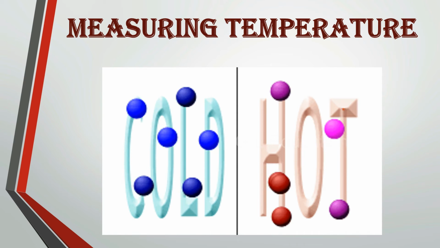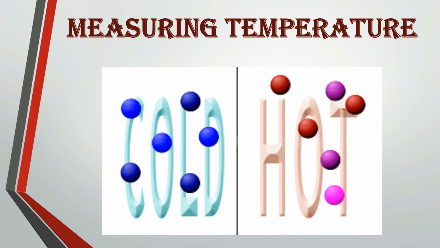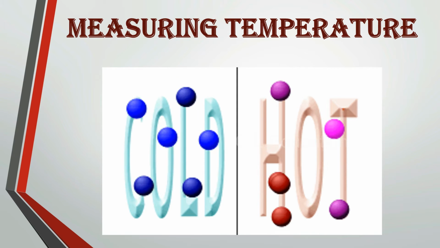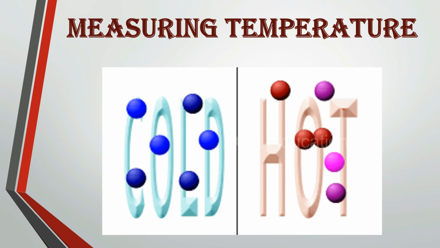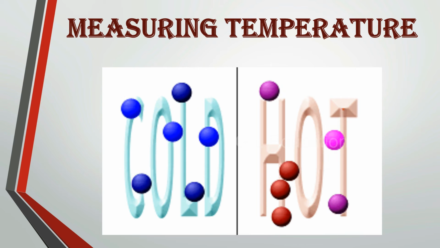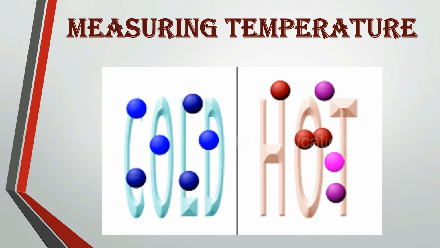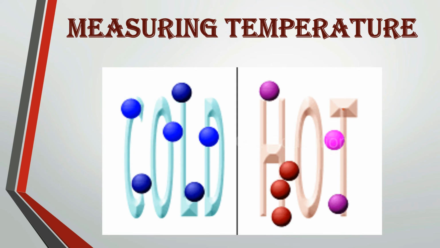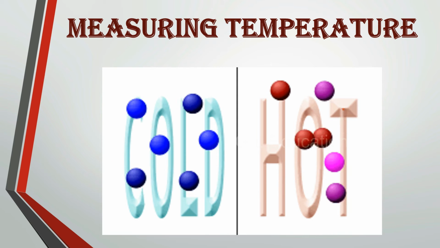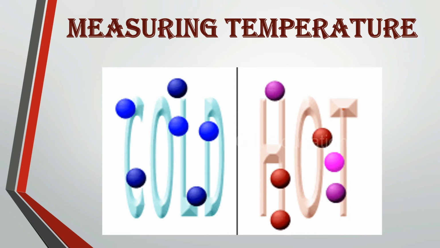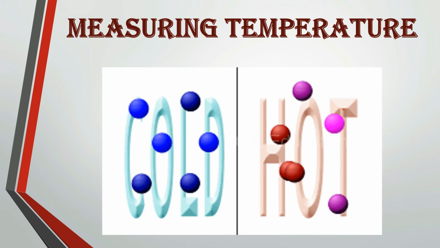Next, we move on to the topic, measuring temperature. We know that all solids, liquids and gases expand when heat is supplied to them. This expansion is due to the movement of the particles. We know that the particles move based on the temperature. When the substances get heated, the particles move fast. So the substance will expand. Based on this expansion, we measure the temperature by using thermometers.